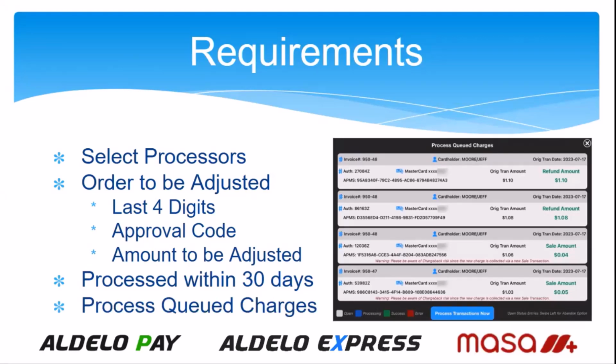At the end of the procedure, in order to complete the process, you will need to verify and advance the transactions by tapping the Process Q Charge button. This will effectively move the transaction into the batch pending settlements. For Aldelo Pay customers, if Q charge is not available, you will need to call into support.